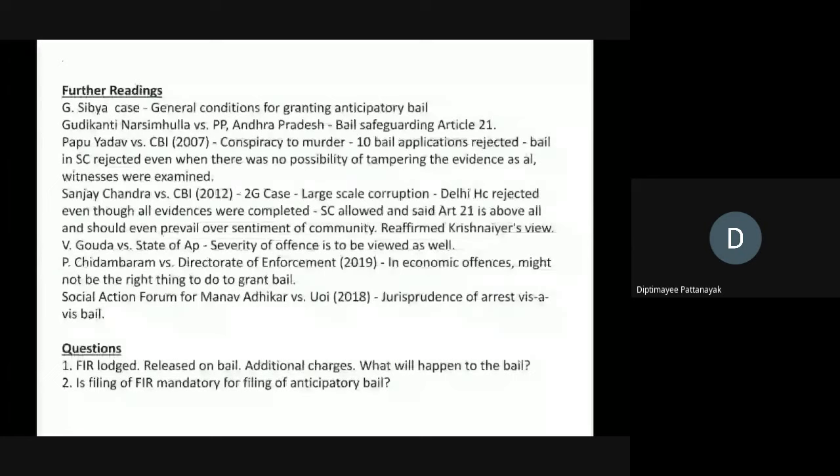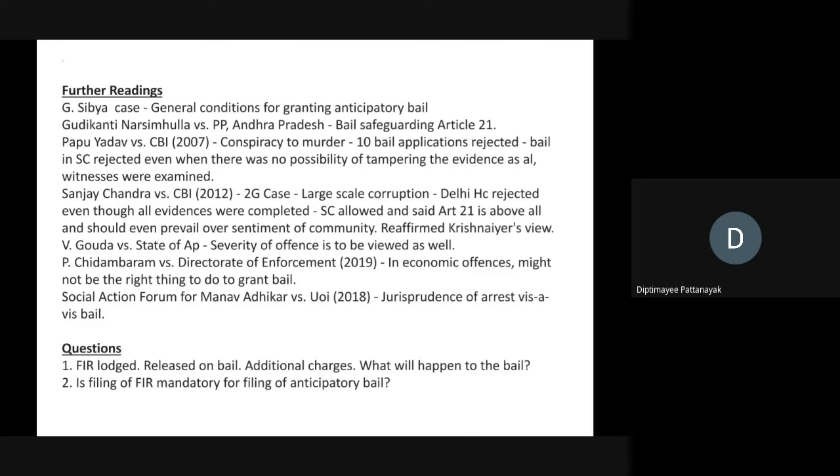Now, for further reading, as I mentioned, the GCPR case is one case that we must go through, because it lays down the principle, the jurisprudence of anticipatory bail, in what cases and how anticipatory bail is to be dealt with. That has been very beautifully laid down by the Honorable Court.